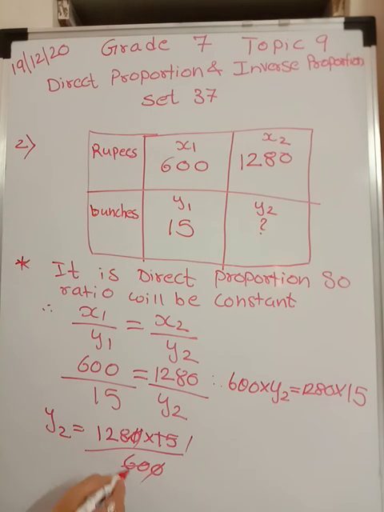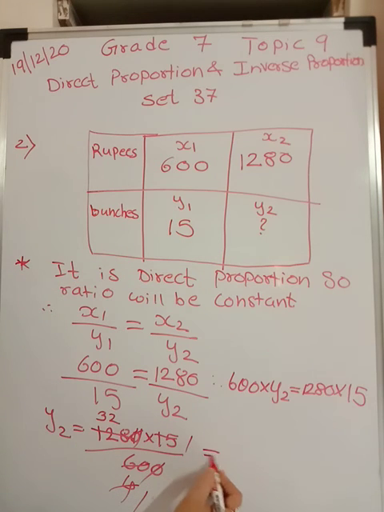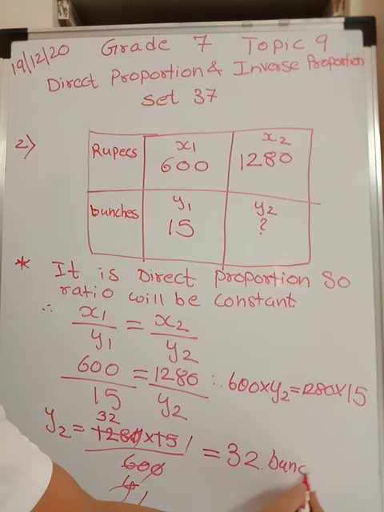15 ones are 15, 15 fours are 60. Alright? 4 ones are 4, 4 threes are 12, and 4 twos are 8. So how much will be y2? It is going to buy how many bunches? 32 bunches. Is this clear? I hope you are understanding.